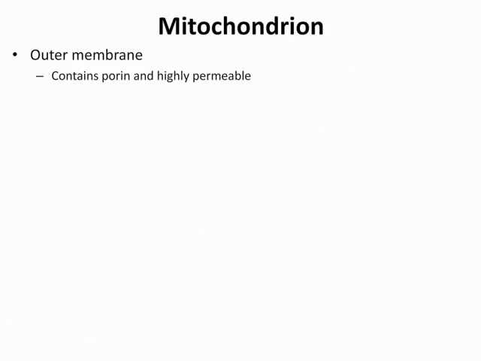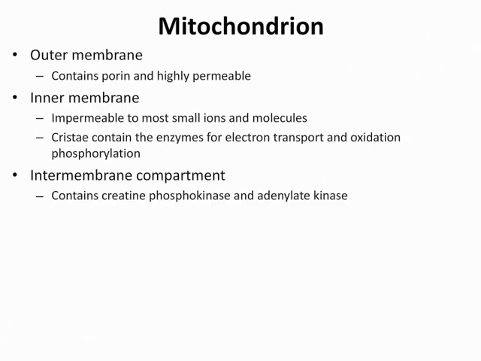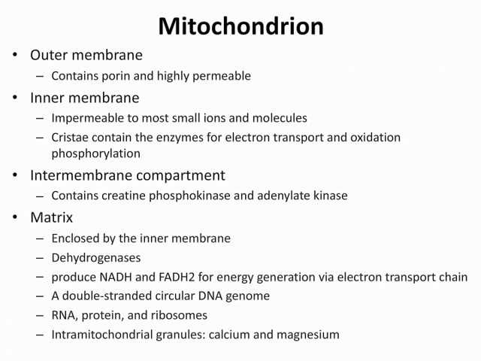Alright, so the mitochondria, there's different components to it. You should be familiar with everything. So it's got an outer membrane, which is highly permeable. It's got an inner membrane, which is impermeable. So those are the key points. Outer membrane, permeable. Inner membrane, impermeable.